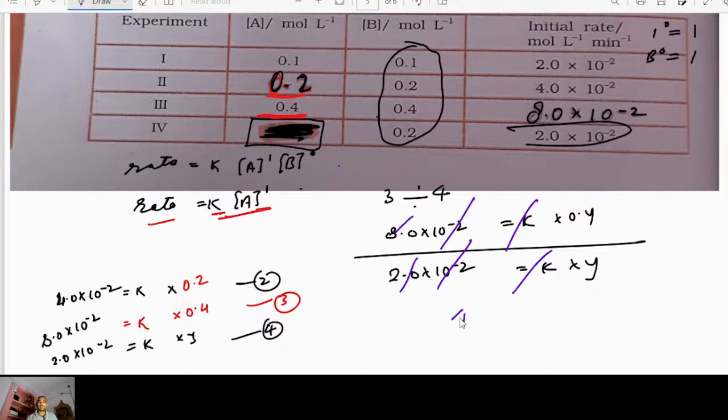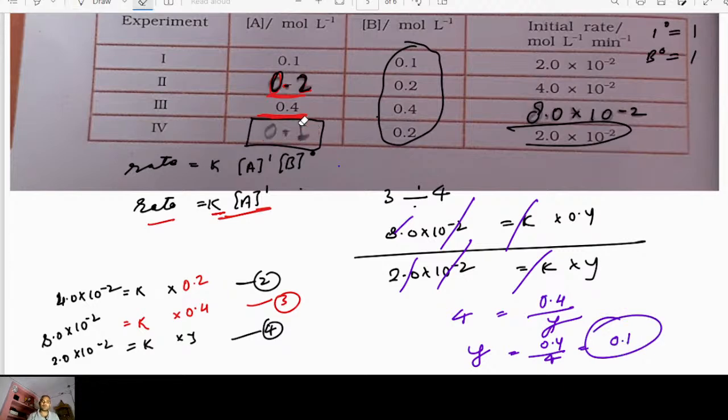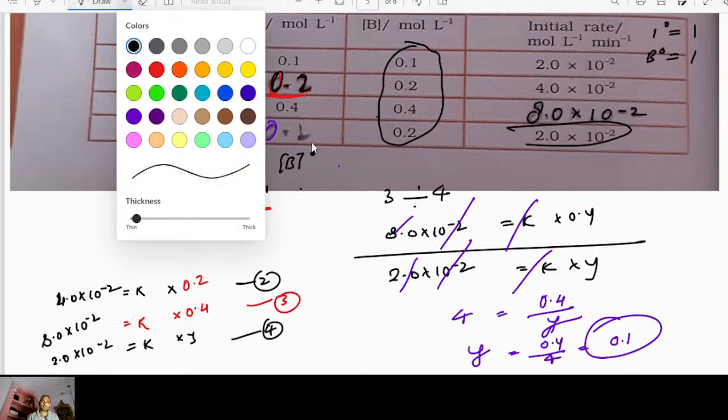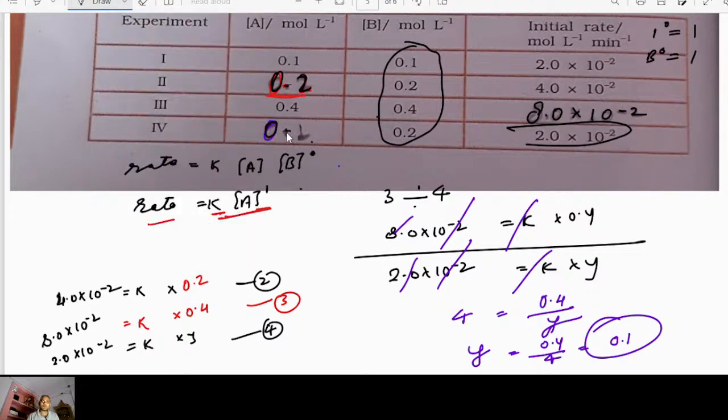4 is equal to 0.4 upon Y. So Y is equal to what, student? 0.4 upon 4. So it is going to be 0.1. So here you see, student, this value is 0.1. You will find this value is coming as 0.1. We are writing this in black color so it will appear properly. So 0.1. This is what they ask, student, filling the blanks.